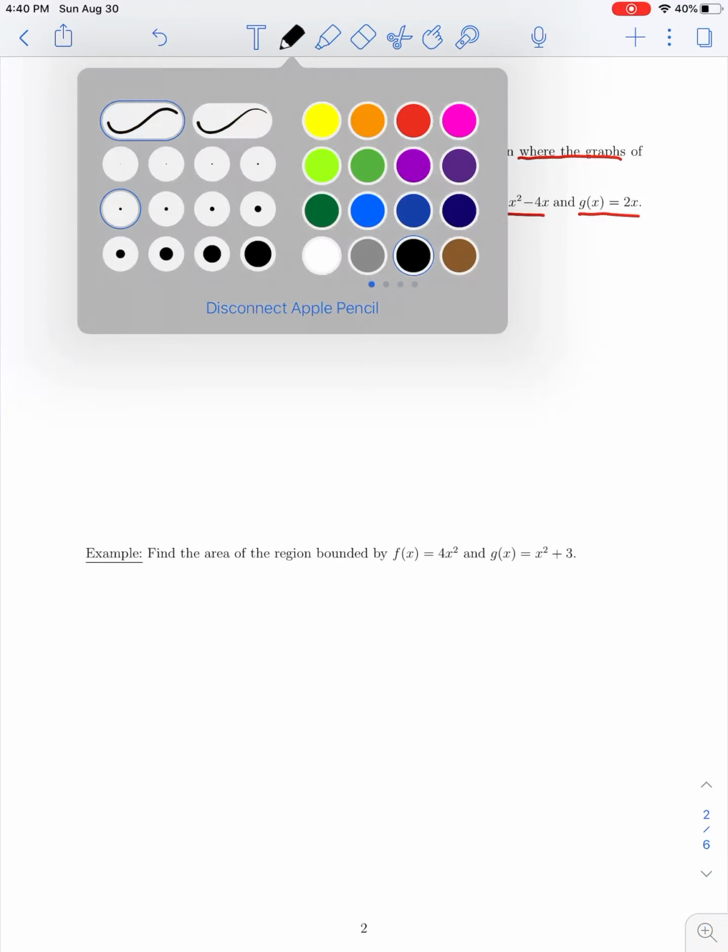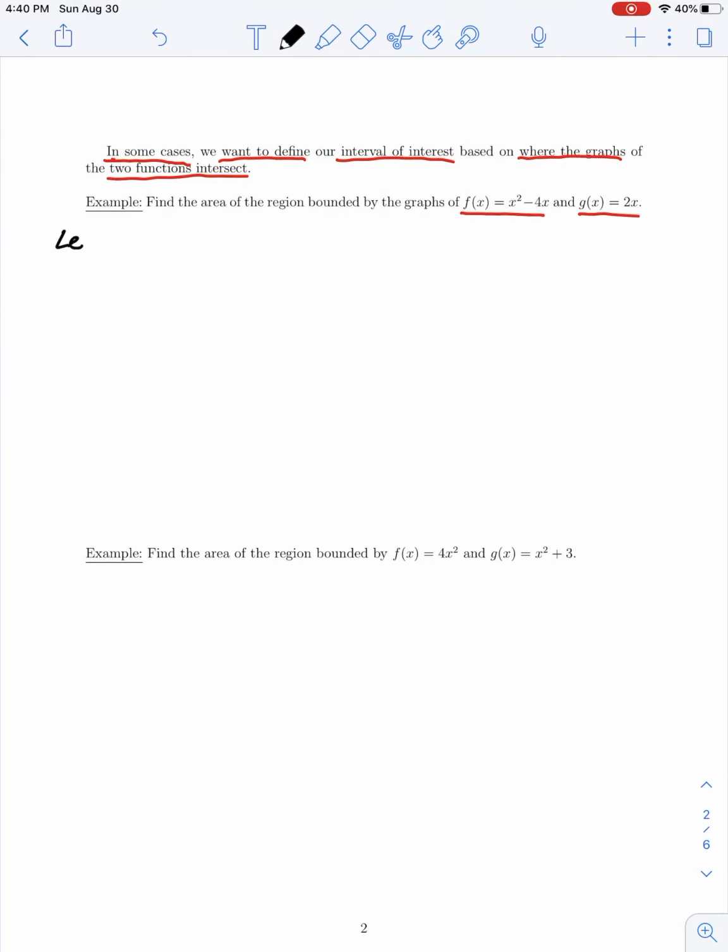So in order to determine our points of intersection, we would set our two functions equal to one another. So that is x squared minus 4x, we would set equal to 2x. And we find, if we move all of our variables to the left-hand side of the equation, that x squared minus 6x has to be 0. And so I can then factor this as x times x minus 6 is 0. So it follows that either x is 0 or 6. So these are the x values for our points of intersection.